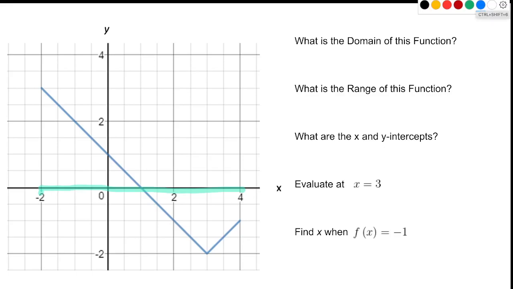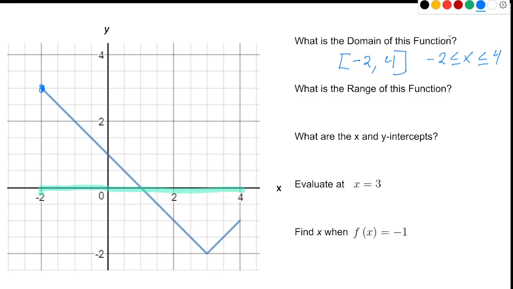Now, is the negative 2 included? Well, it doesn't show a solid dot or an open dot, right? Open dot would mean it's not. A solid dot would mean it is. Well, if it's not open, we assume it's closed. So this domain is going to be a bracket -2 to 4. You can also write this as negative 2 is less than or equal to x, which is less than or equal to 4. So that's another way to write the domain.